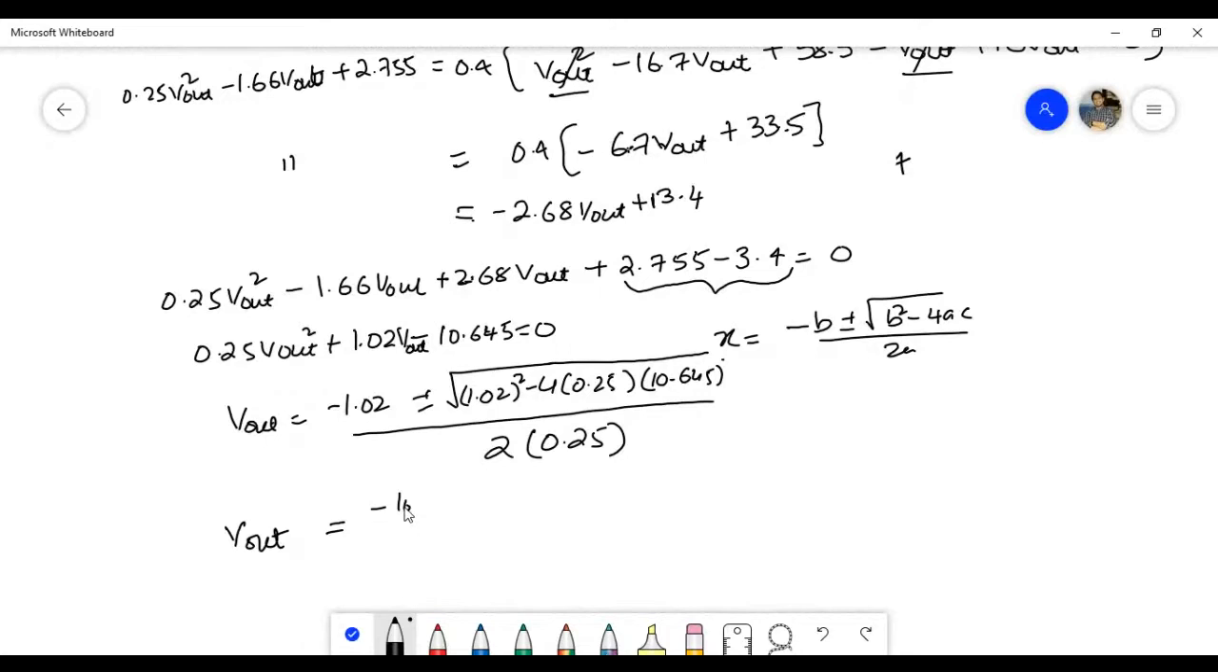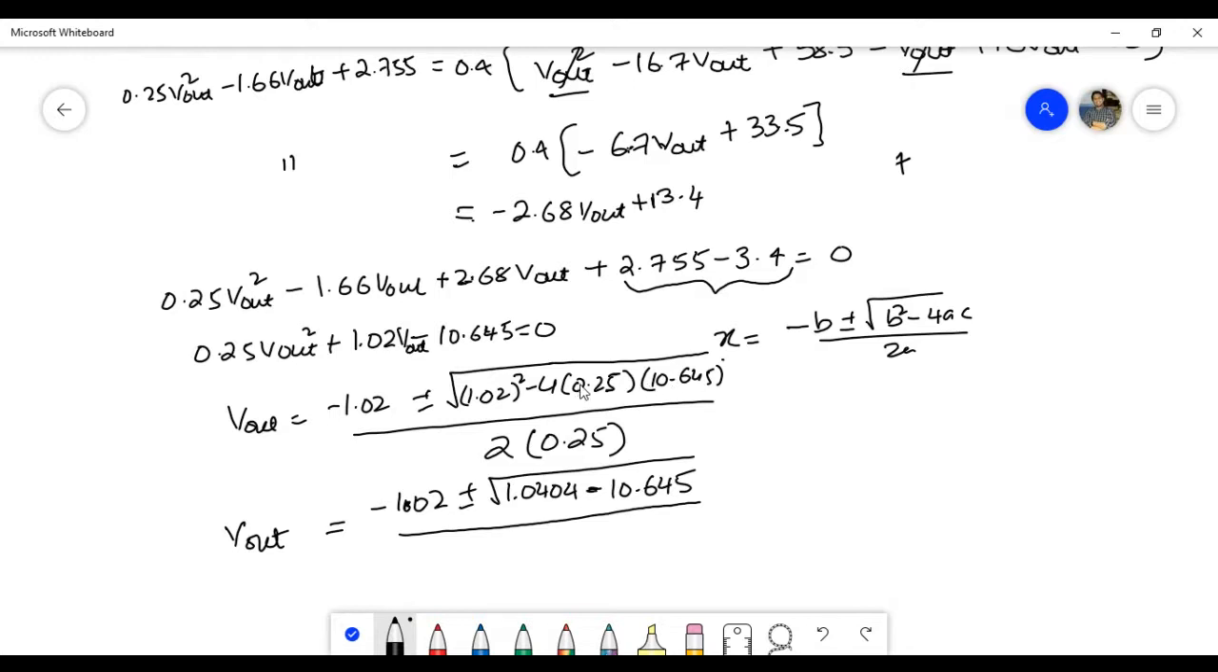So it's minus 1.02 plus or minus 1.02 whole square, which will be 1.0404, minus, so 4 into 0.25 will be 1, 1 into 10.645. Doctor, it should be plus.